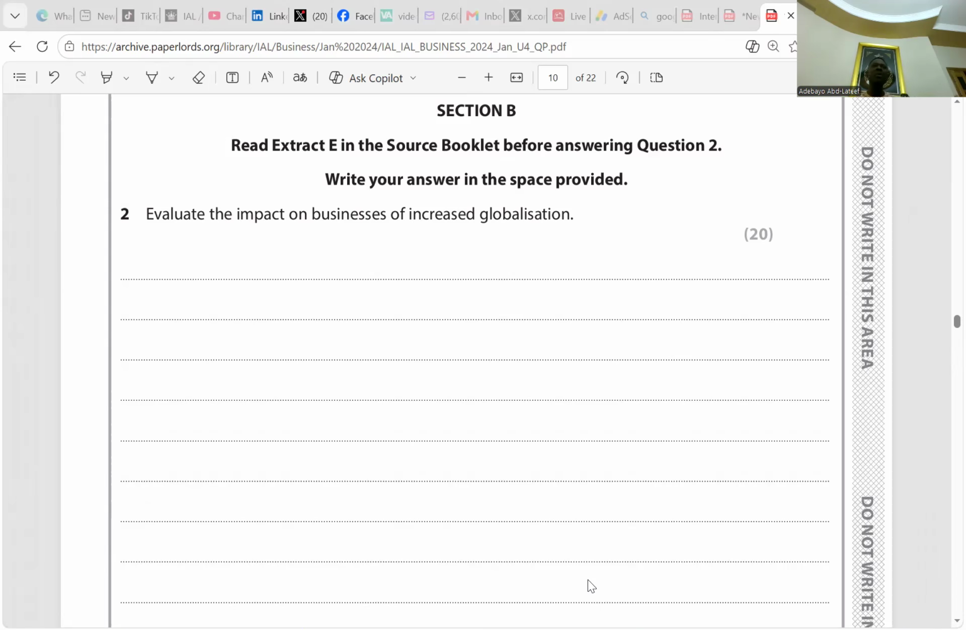However, now the problems of globalization, not the hindrance of globalization. The first one, globalization increases competitiveness, which may affect local firms who cannot compete.